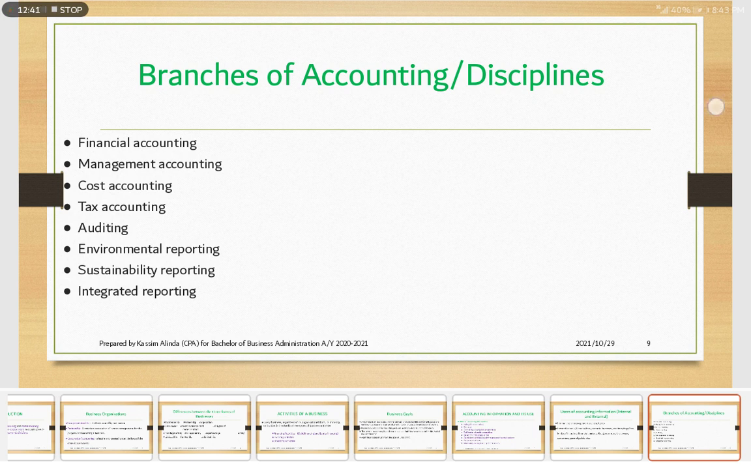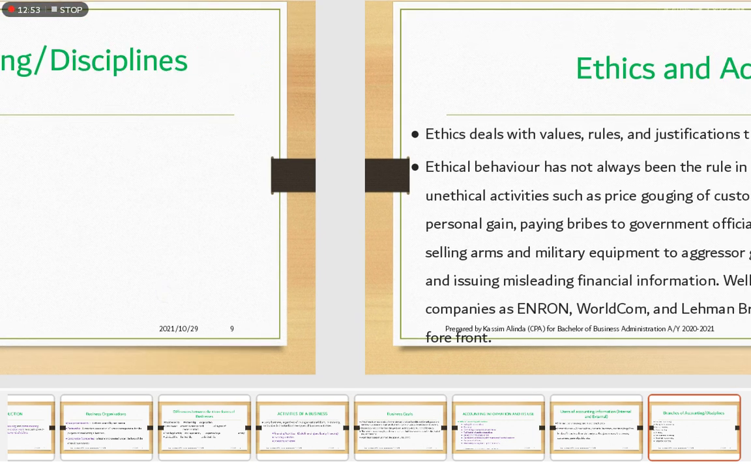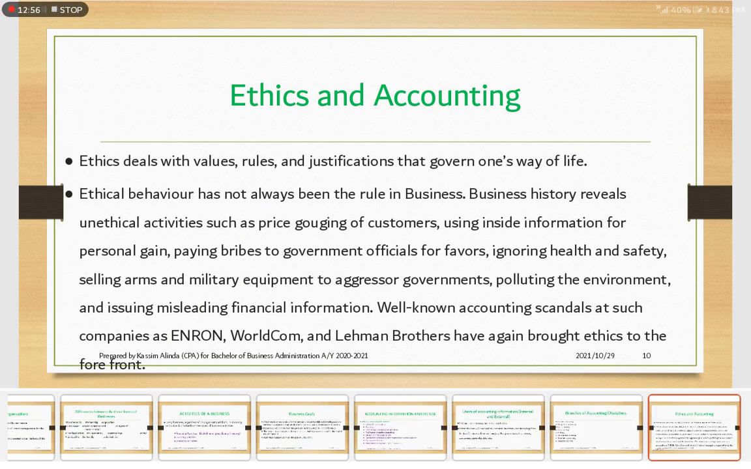All right, I think we can proceed. I can't see any others in the chat, except for people asking what the connection is between the environment, sustainability, and integrated.